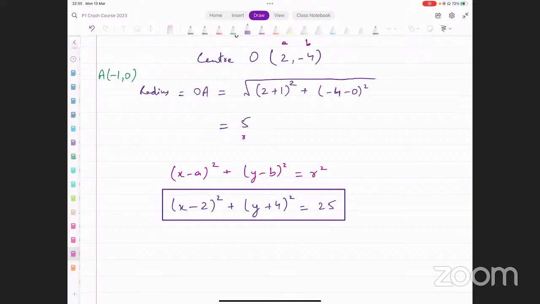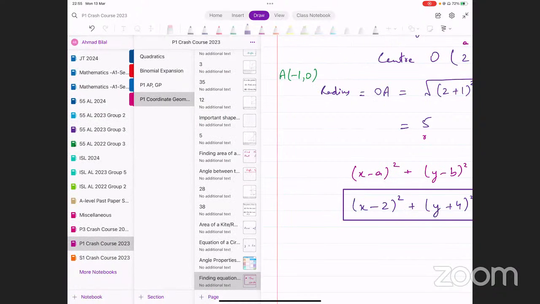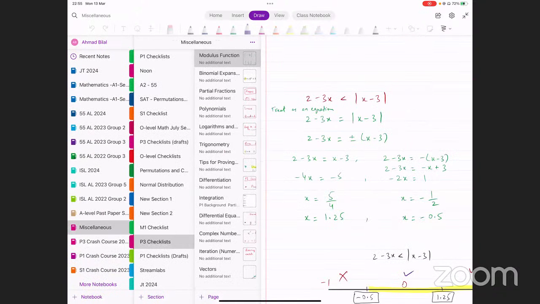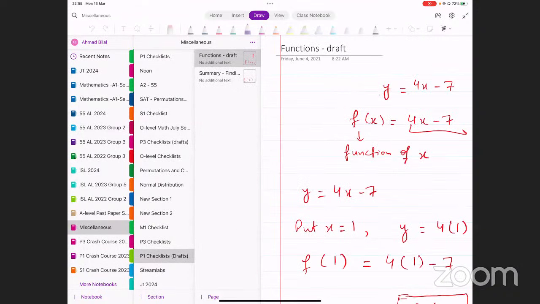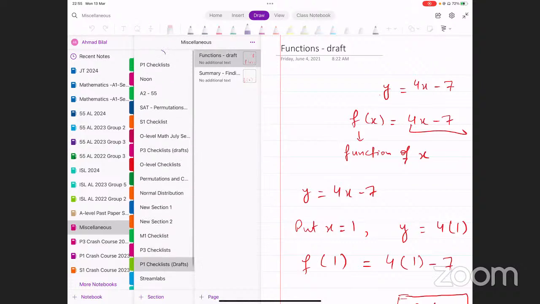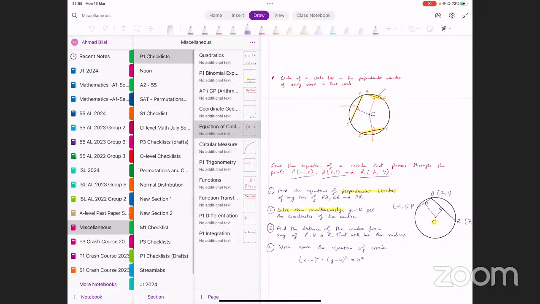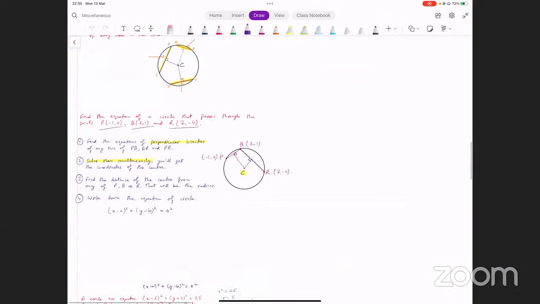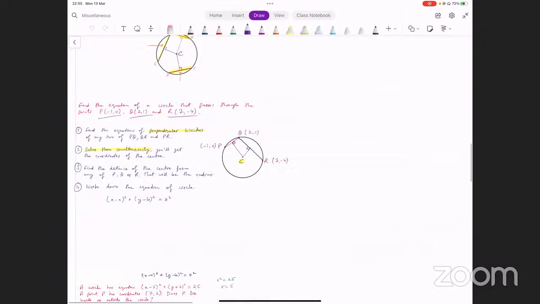Now let me actually just copy a statement from somewhere here. Just find that. P1 checklist. Here, equation of circle. If I were to just copy this.